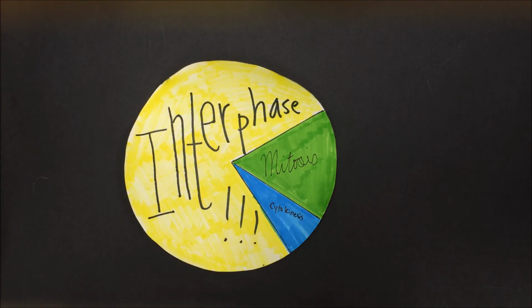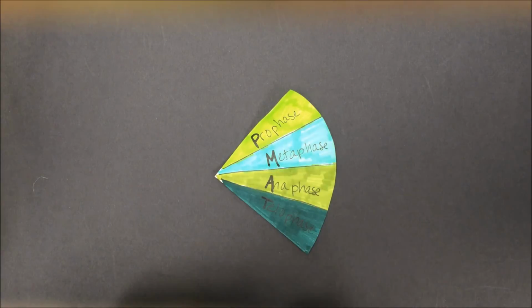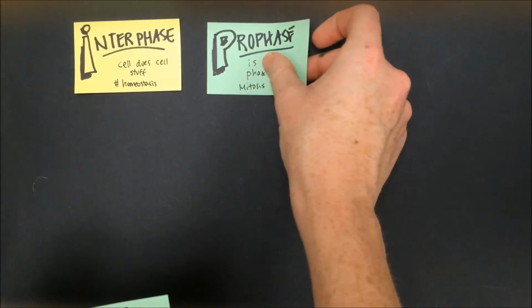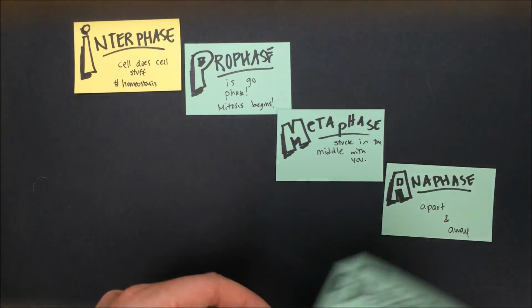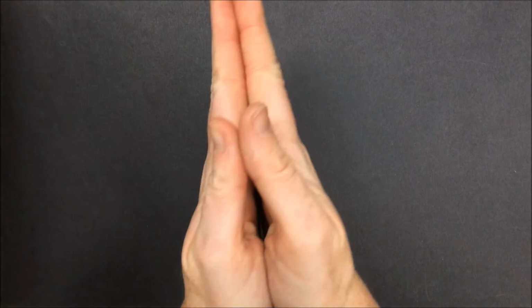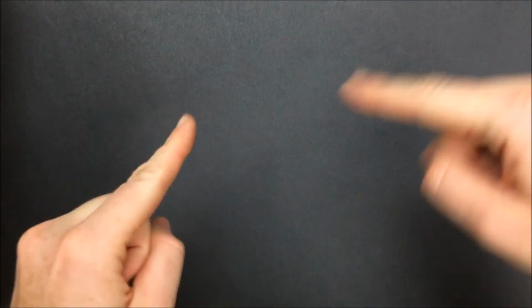A cell's life cycle is mostly interphase, followed by a brief mitosis and an even briefer cytokinesis. Mitosis can be split into 4 main steps: prophase, metaphase, anaphase, and telophase. Our steps in order are interphase, prophase, metaphase, anaphase, telophase, and cytokinesis.